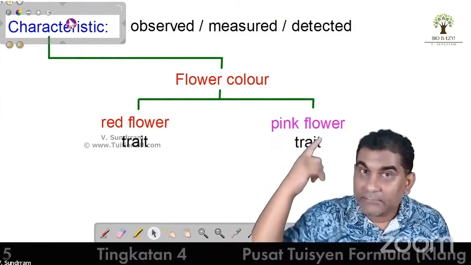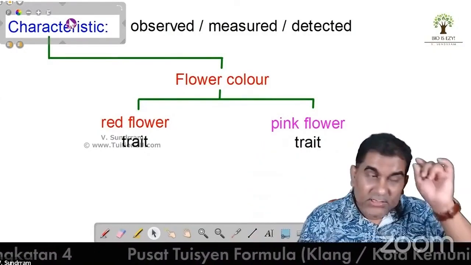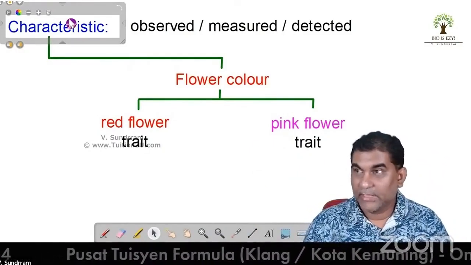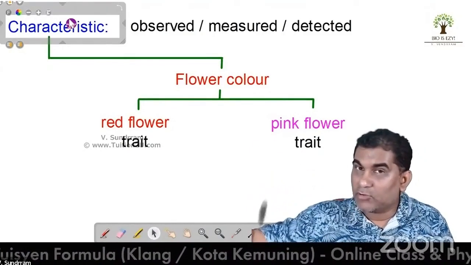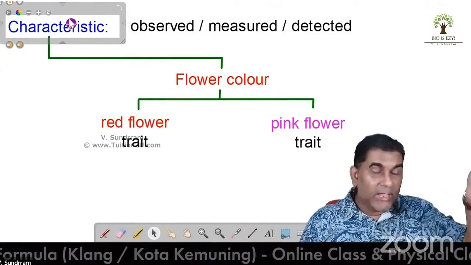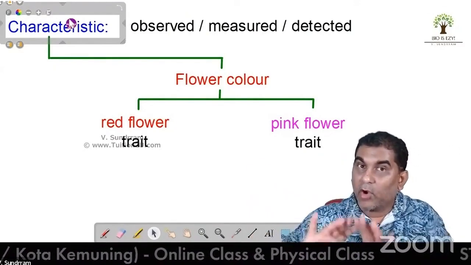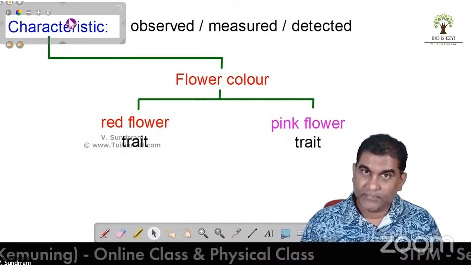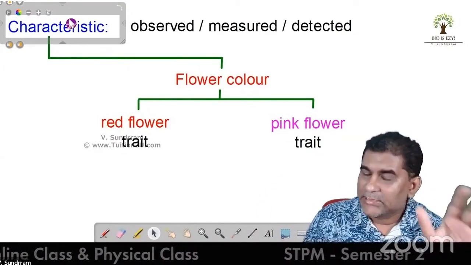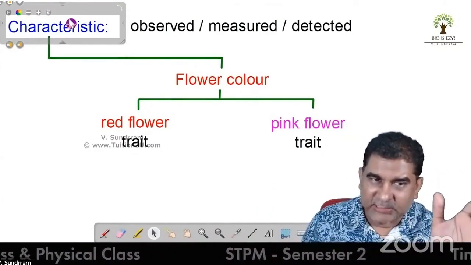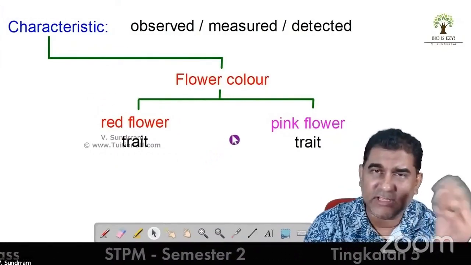Type of hair is a characteristic. Curly hair trait, straight hair trait. ABO blood group type is a characteristic. A blood group, B blood group, AB blood group, O blood group, all of them are traits. This is basic. For the whole chapter, you must know what is characteristic, what is trait. Many students are confused about this basic thing. They don't understand.